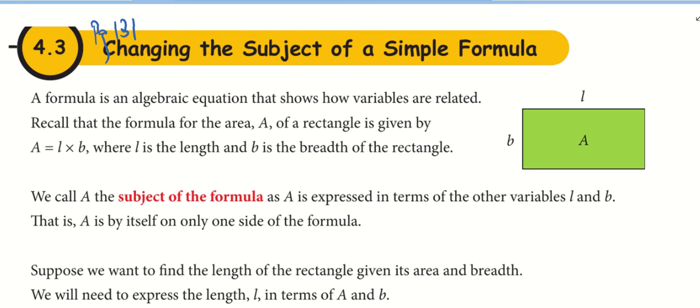Okay, we are going to deal with changing the subject of a formula. First thing, let's deal with something that you are familiar with. Area of a rectangle. Area of a rectangle is length times breadth.